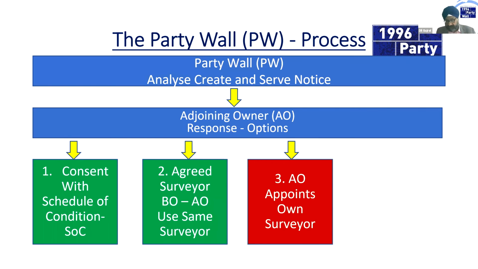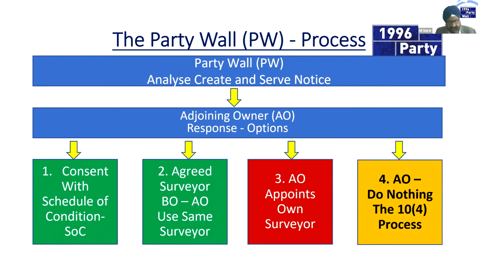So the adjoining owner has a right to appoint their own surveyor. And in terms of basement complex works, we're actually not allowed to be the agreed surveyor. On most other works, we can be agreed surveyors. So you've got to bear that in mind in terms of, first of all, costings, and secondly, the time scale in terms of trying to complete the works.